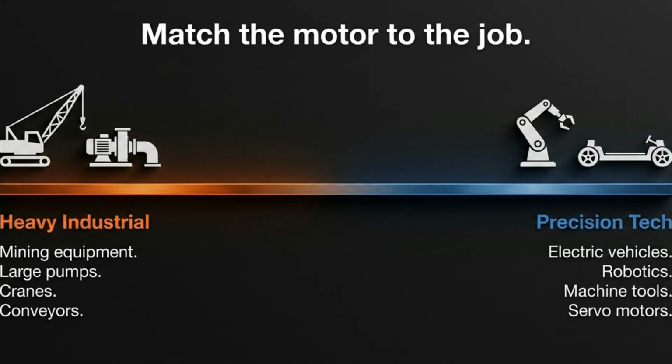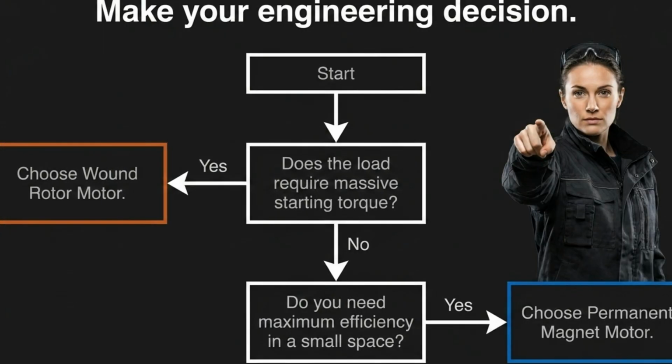Match the motor to the job. Wound rotors are suited for heavy industrial applications like cranes and mining. Permanent magnet motors are ideal for precision tech, such as electric vehicles and robotics. To make your engineering decision, choose a wound rotor if the load requires massive starting torque. Choose a permanent magnet motor if you need maximum efficiency in a small space.